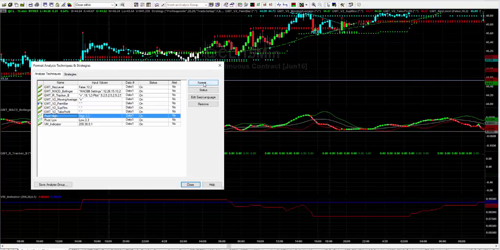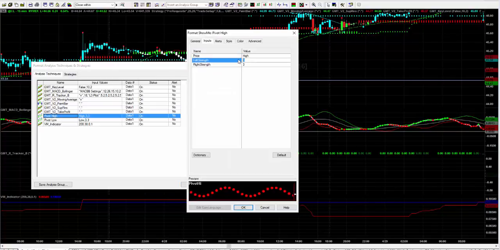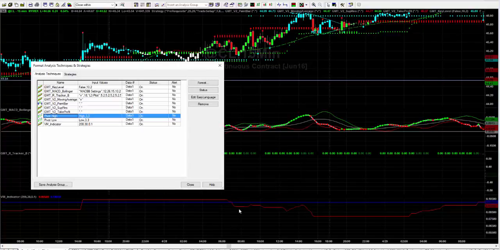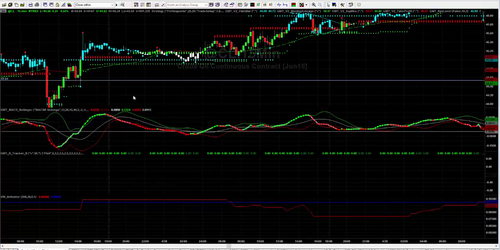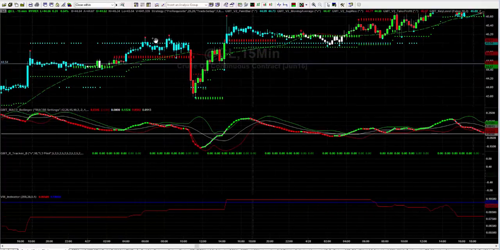So I'll change this to, say, a pivot. Now there is one key with this strategy, with strategies that use pivots. You can see that they appear a lot less. There are less frequent pivots on the chart because the count's a lot higher at 9.